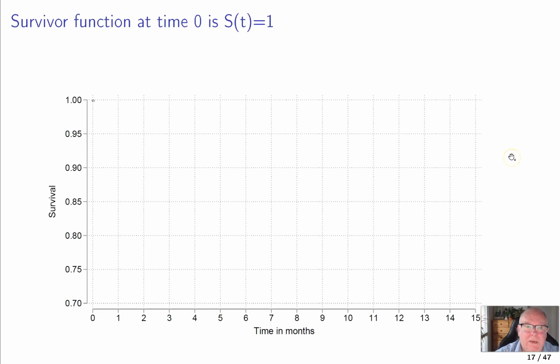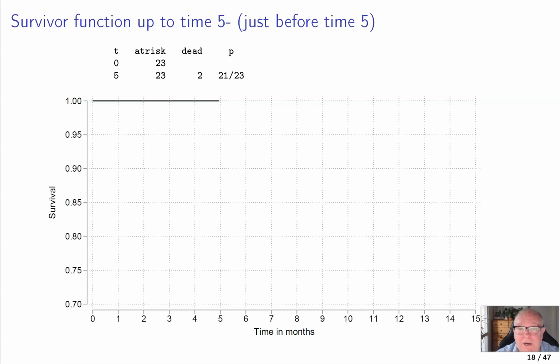So, here is another illustration of this time graphically. So, we always start at time 0, the survivor function is 1. The survivor function remains 1 up until just before time 5. And at time 5, there's 2 deaths. So, probability of surviving this very small interval of time around time 5 is 21 out of 23, because 2 out of 23 died at this time point. So the survivor function drops.